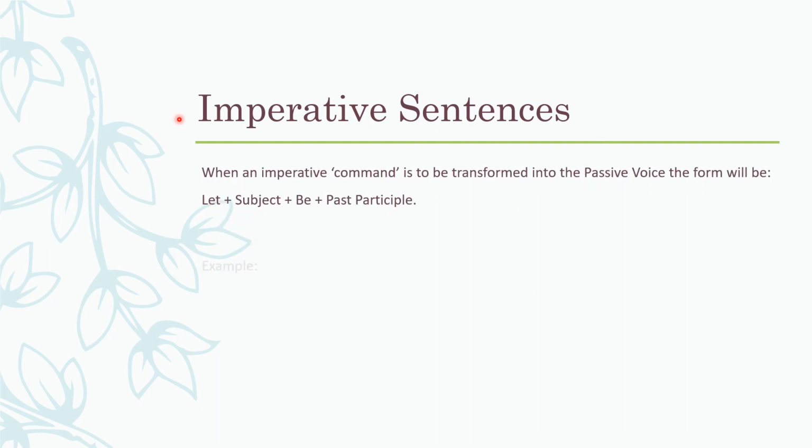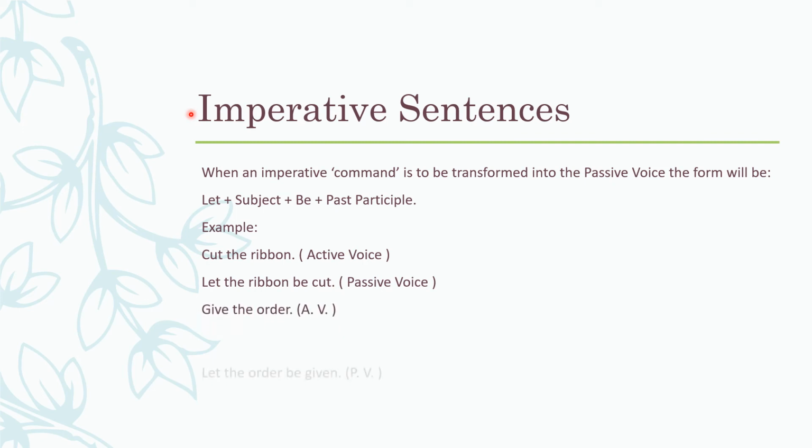Imperative sentences. Imperative sentences are sentences with a command or a request. When an imperative command is to be transformed into the passive voice, the form will be: let, subject, be, and the past participle.